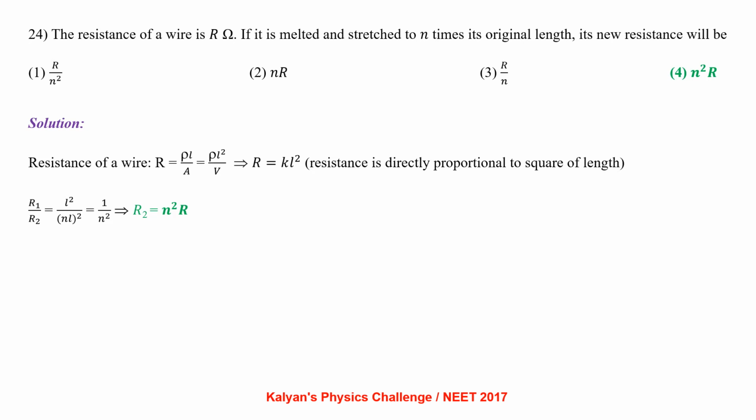Since volume of the conductor is constant and rho is a constant value, I can write R is proportional to L square. So the resistance of a conductor is directly proportional to square of the length. By applying this formula, we get the final resistance equal to n square times initial value.